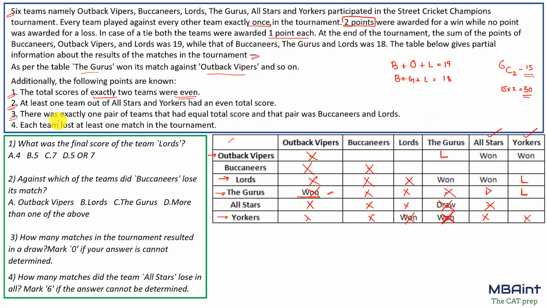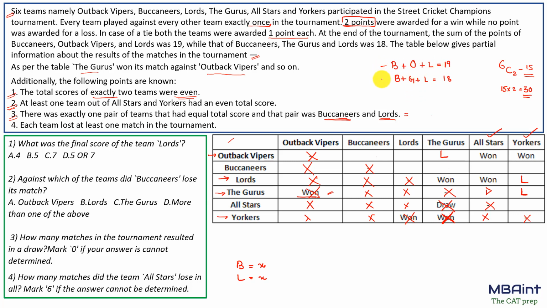The third point says that there was exactly one pair of teams that had equal total score, and that pair was Buccaneer and Lords. Fine. So we also have some information regarding the scores of Buccaneers and Lords. Let's suppose the score of Buccaneer is X and Lords is also X, and now we can use this in the information given. Let's try to do that.